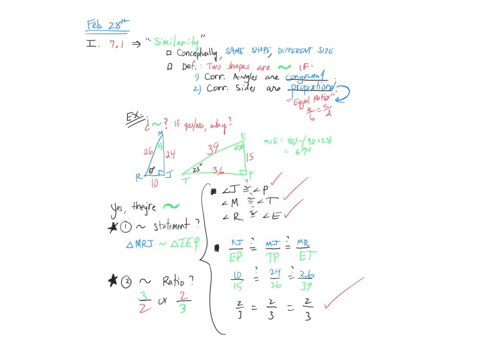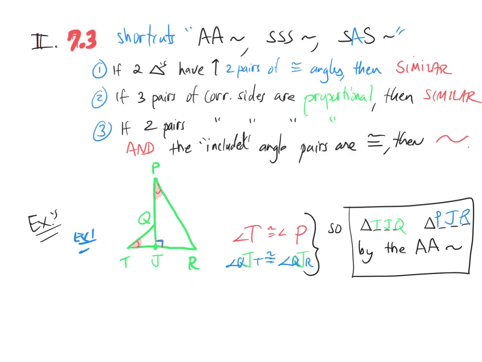So what's the new stuff in section 7.3? Because we're skipping section 2 and going straight to section 3. Section 3 are shortcuts for proving that triangles are similar. And there were three of them. The AA similarity theorem, which says if two triangles have two pairs of congruent angles, then they're similar. The SSS, which says if three pairs of corresponding sides are proportional, then the triangles are similar. And the SAS, which says if two pairs of corresponding sides are proportional and the included angles between those sides are congruent, then the shapes are similar.